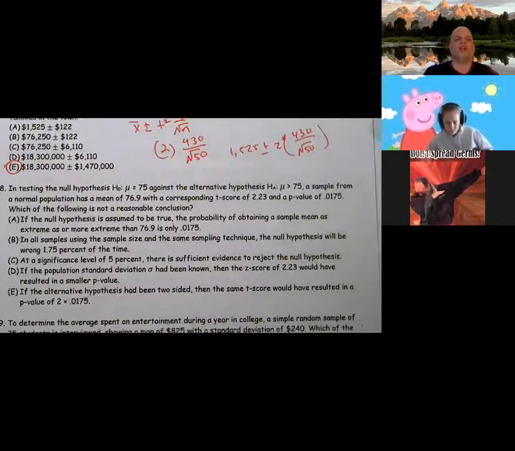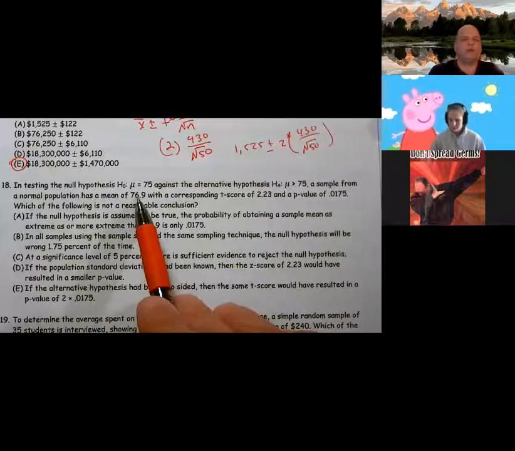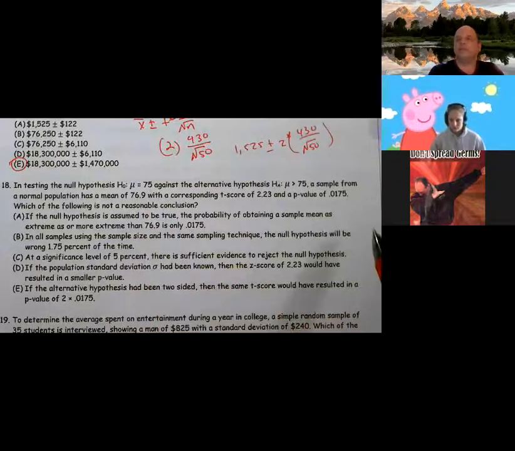Number 18, in testing the null hypothesis mu equals 75 against the alternative mu is greater than 75, a sample from a normal population has a mean of 76.9 with a corresponding t-score of 2.023 and a p-value of 0.0175. Which of the following is not a reasonable conclusion? Well, first off, a p-value of 0.0175 tells me there's a 1.75% chance that I would get a test statistic as extreme as 76.9 if this is really true. So that's fairly rare. All right.